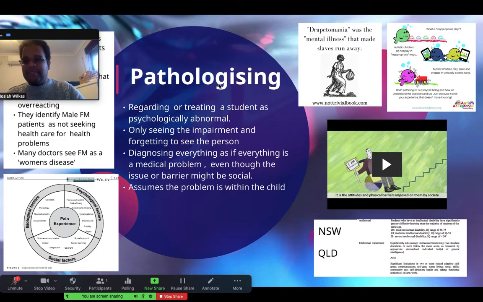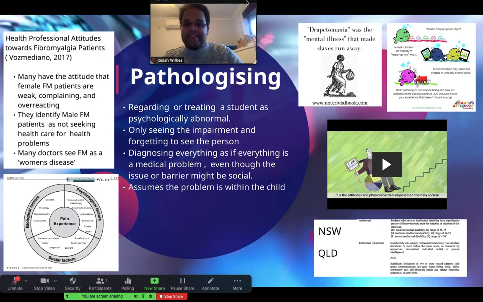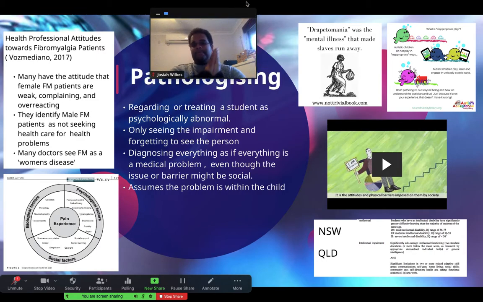One of the things with pathologizing is that it does happen in the medical community. So for people with fibromyalgia, this is a piece of research over here. It says many doctors, so this is talking about doctors and health professionals, have the attitude that female fibromyalgia patients are weak, complaining, and overreacting. That is an attitude that's not helpful.